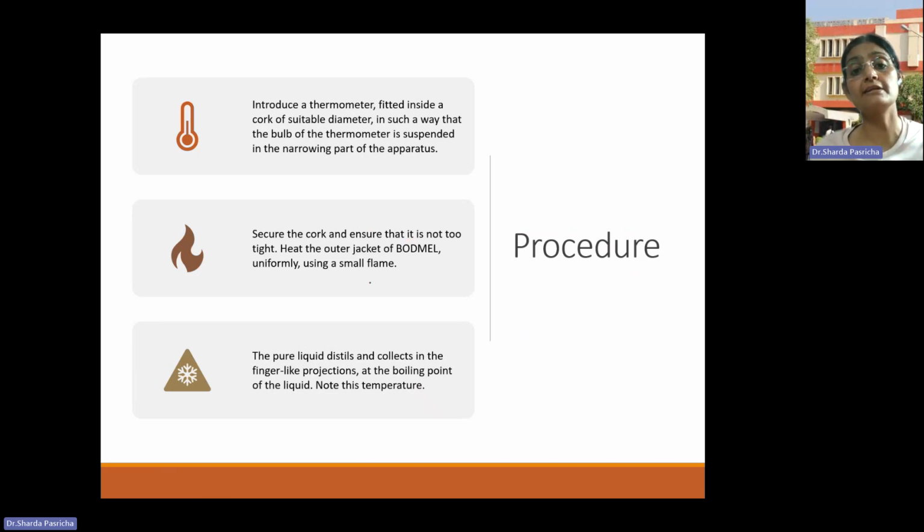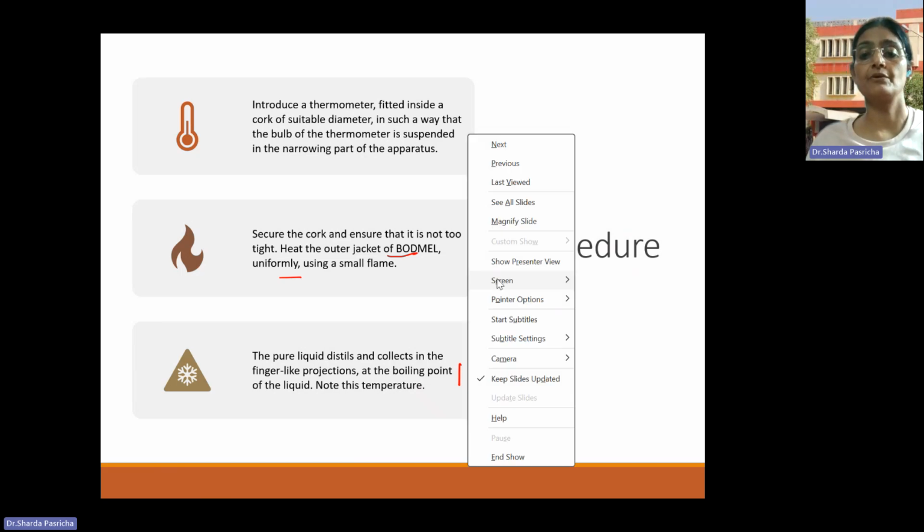And then you start heating the outer jacket uniformly with a small blue flame in a circular manner. The pure liquid will distill and collect in the finger projections along the sides, and the temperature on the thermometer at this point you will see will become constant. That will be the boiling point of the liquid, and you will note this temperature.